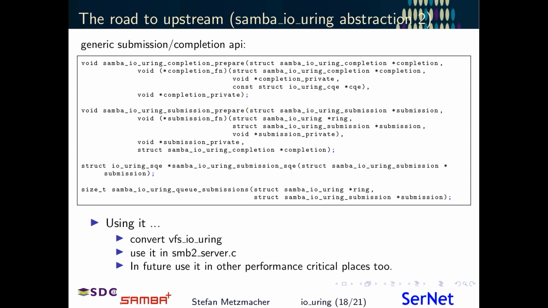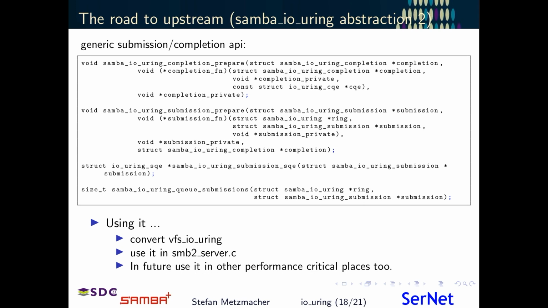So the tasks are to convert the existing VFS IO ring to it. That's more or less done, but it turned out that there were some performance regressions, and I need to optimize some things in the new code in order to have the same performance characteristics. But I hope that will be done soon.